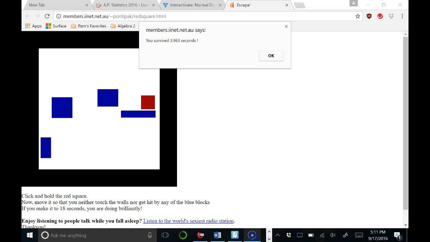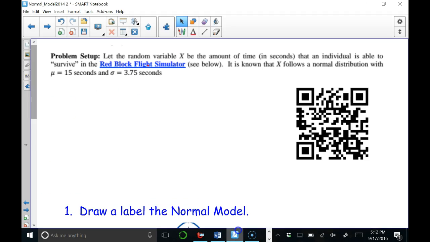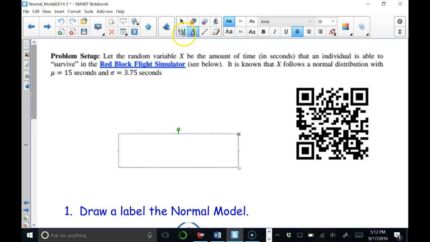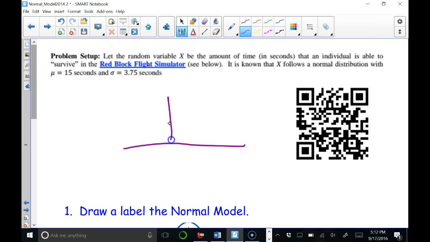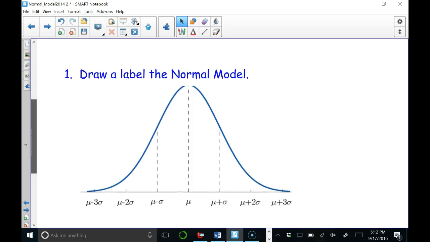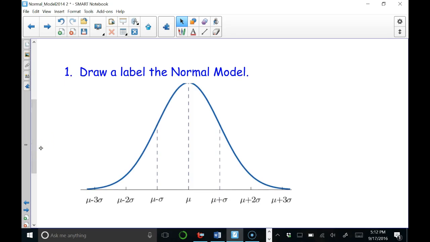Now, going back to our lesson, they claim in this game that if you took all of the times that people who play that game got, they would follow a normal distribution with a mean of 15 seconds and a standard deviation of 3.75 seconds. Now, I want again to stress to you, the actual data of the times is going to be a histogram, but we superimpose on it a normal model. And we're saying that the normal model that we superimpose on it is centered at 15.